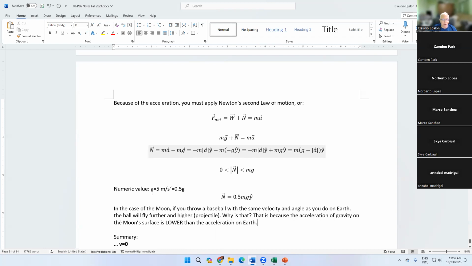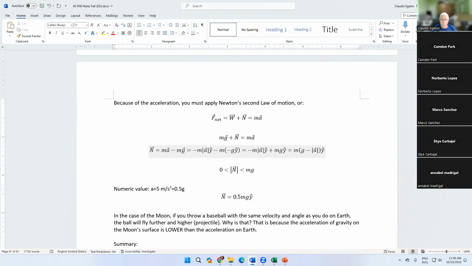That's why, because the acceleration is lower, the ball is gonna fly further and higher, with the same velocity and same projectile angle. And you get a similar result when you're inside an elevator that is accelerating downwards. An elevator that accelerates downwards makes you feel lighter. It gives you the impression that the acceleration of gravity decreased.